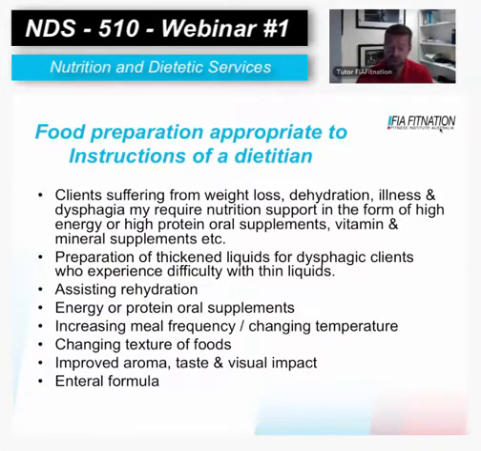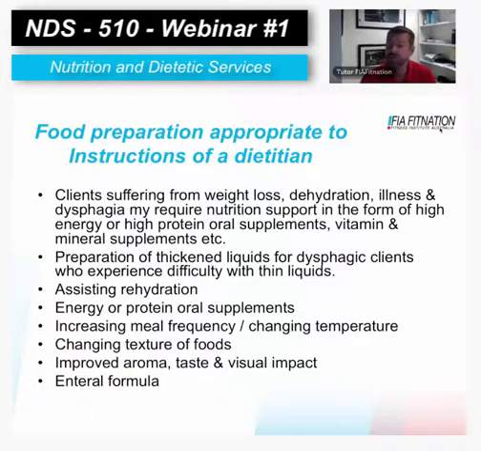Ensure is a very common one, which was originally designed for children. They also have ones for older populations. And again, the palatability of these, either the brand-based palatability or the vanilla, strawberry, chocolate palatability, some clients may prefer one over another. So again, that could be one of your roles in selecting specific protein supplements for them.